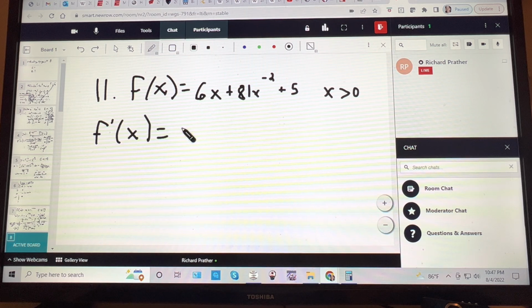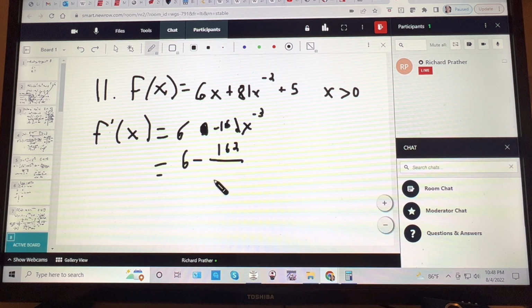The derivative of 6x is 6. I shouldn't have put a plus there. The derivative of this would be negative 2 times 81, negative 162, x to the negative 3. And then the derivative of 5 is nothing. So 6 minus 162 over x to the third. So this would be undefined when x equals 0. That would make the bottom 0.